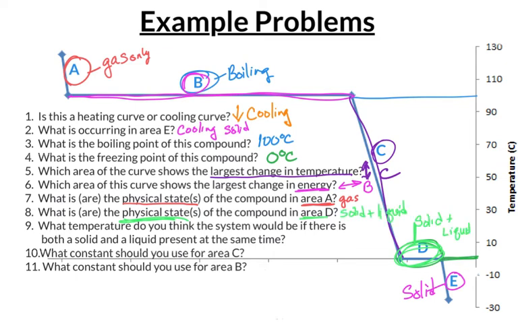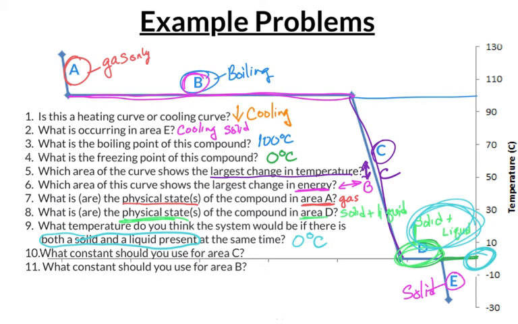And number 9, what temperature do you think the system will be if there is both a solid and a liquid present at the same time? Well, as we saw, in area D, we have both the solid and the liquid present. And so in this case, we're going to read across, and we see that the freezing point is 0 degrees Celsius, so this will be 0 degrees Celsius. As I mentioned before, if you're in a river and you see both the solid and the liquid present, you know that that river is at 0 degrees Celsius. It's a mighty cold bath if you go in there.